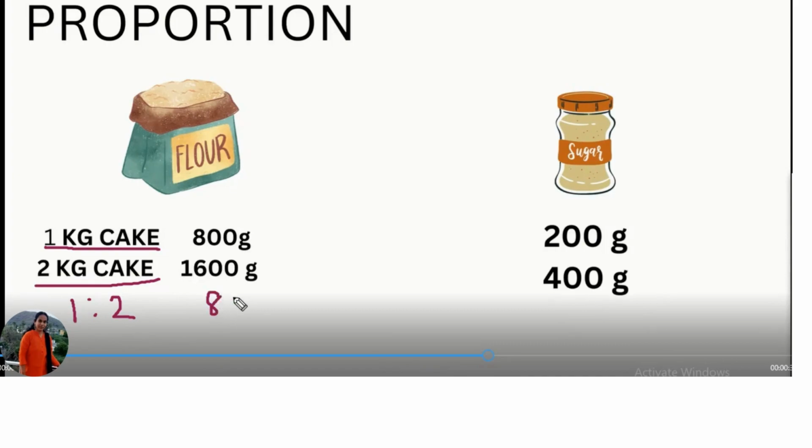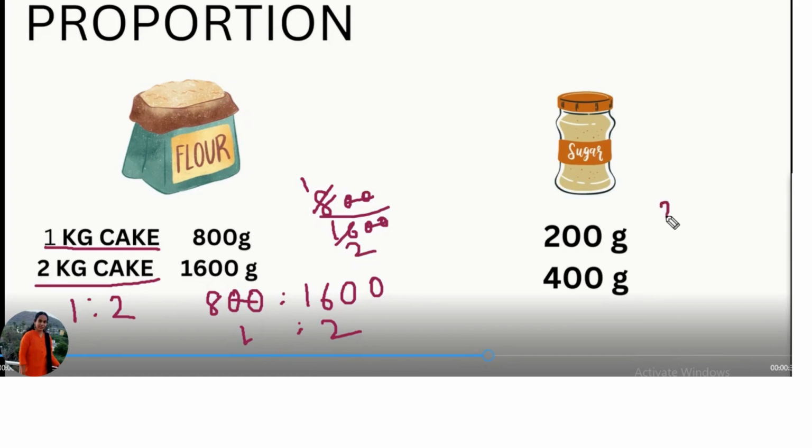That is 800 is to 1600. So if we divide this, that is 800 divided by 1600. So we can cancel the zeros. 1, 2. So their ratio is 1 is to 2.